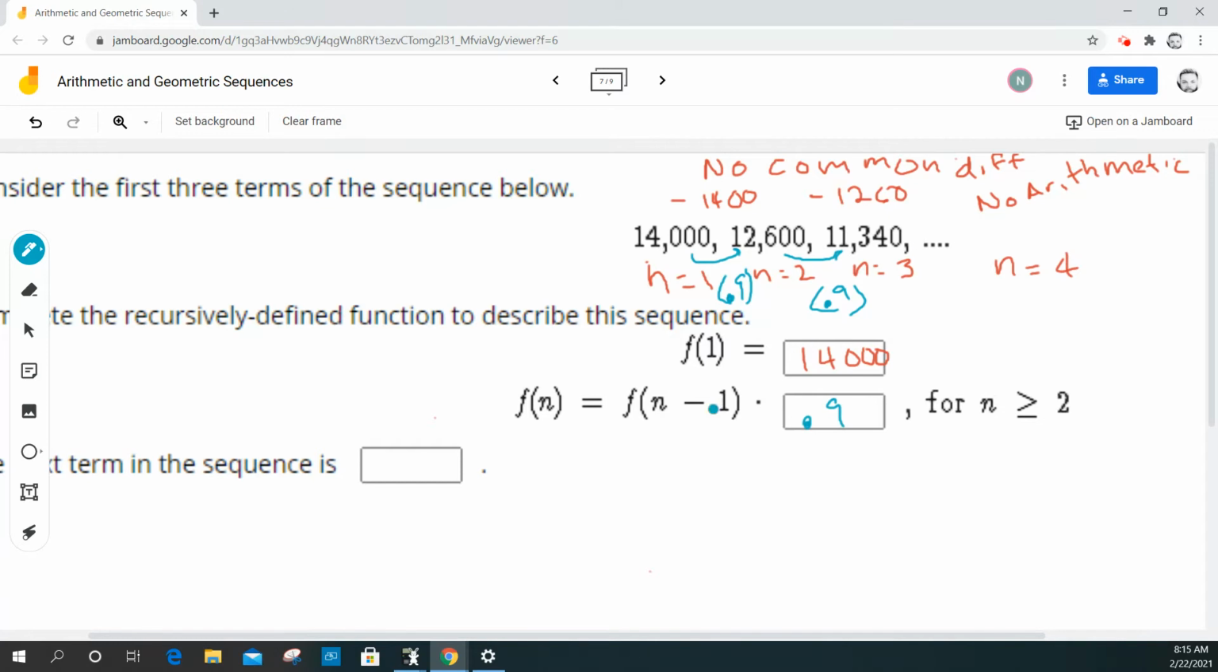So to get the next term, the fourth term, because they give us the first three, I'm just going to take this and multiply it by 0.9, right? So I'm going to take 11,340.